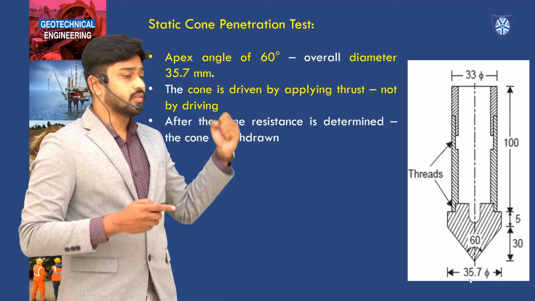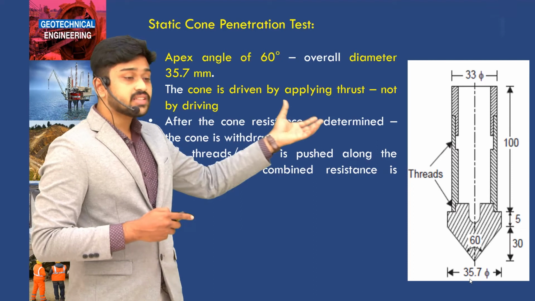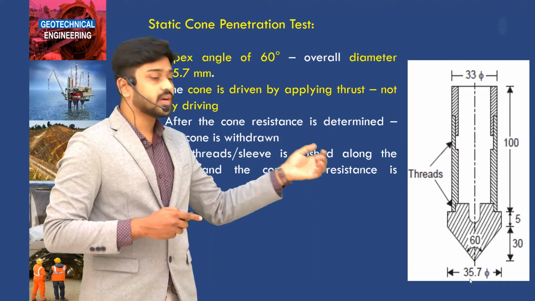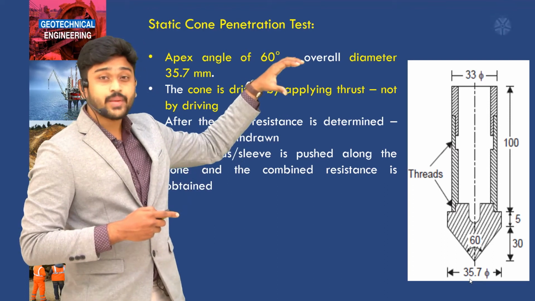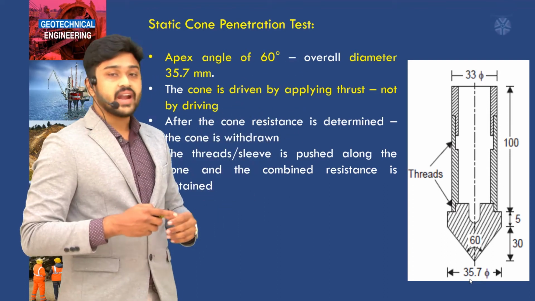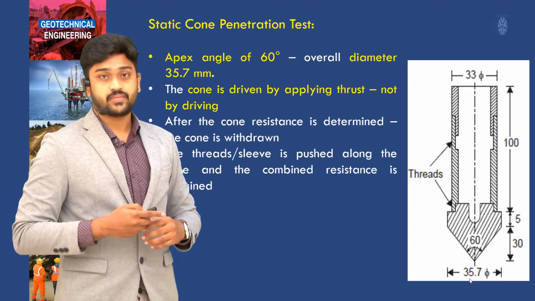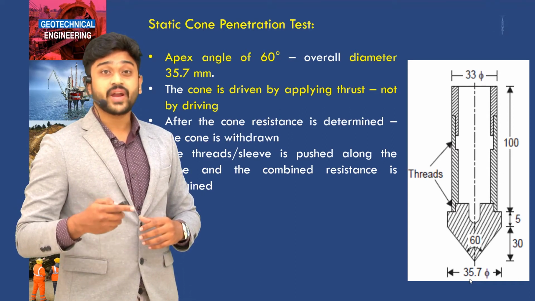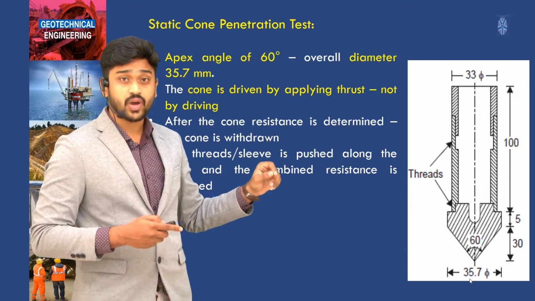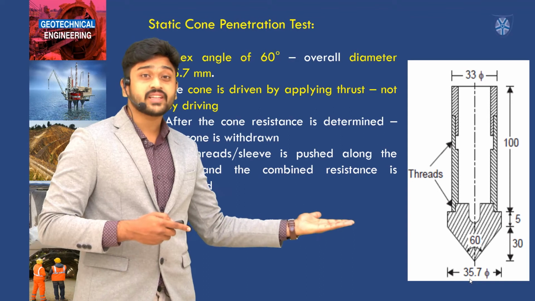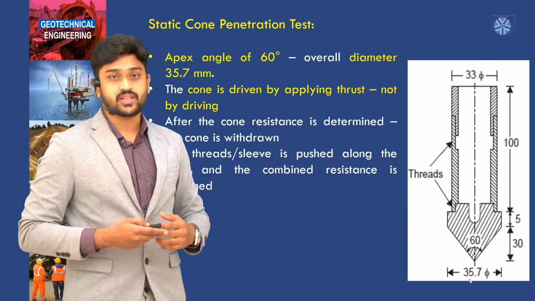Clear? Now apart from that, the other thing we need to understand is that there are certain sort of threads here. If you look at the diagram, there are some threads, and these are generally pushed along the cone, and these are combined, so that we can obtain the combined resistance. We need to obtain the combined resistance because of the skin friction resistance offered by the soil, as well as the cone end resistance that is offered.